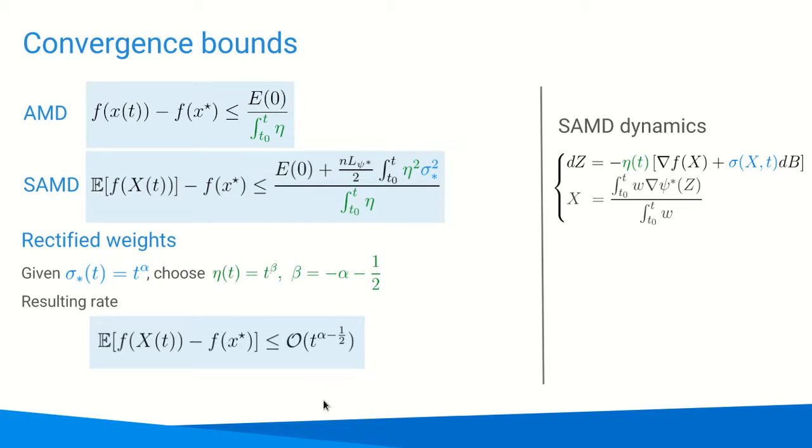The next natural question is what choice of parameter eta will give the best bound. This can be easily derived, for instance, if we have a polynomial bound on the noise.